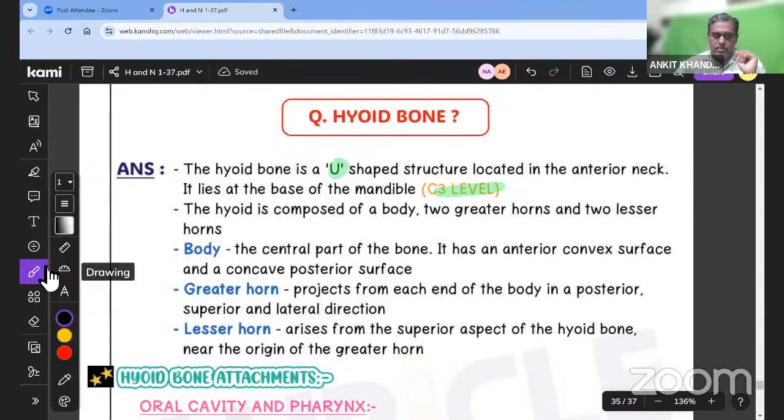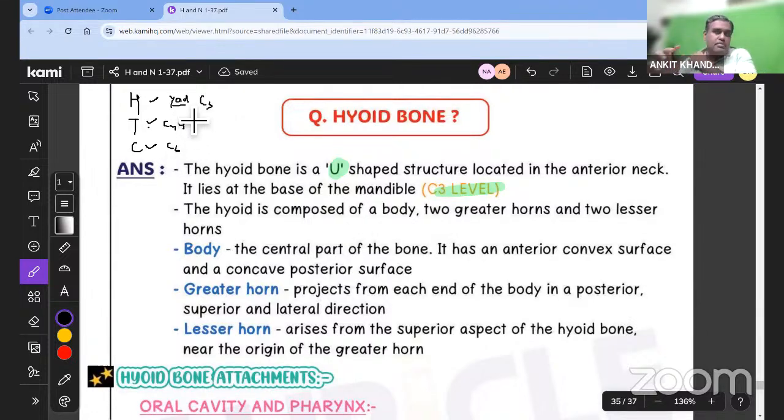Remember by the mnemonic HTC. H above is the hyoid bone, then thyroid and cricoid cartilage, the TC. So the hyoid bone is at C3 level, the thyroid cartilage is at C4, C5 level, and the cricoid is at C6 level. The hyoid is at C3 level. That is the main part.